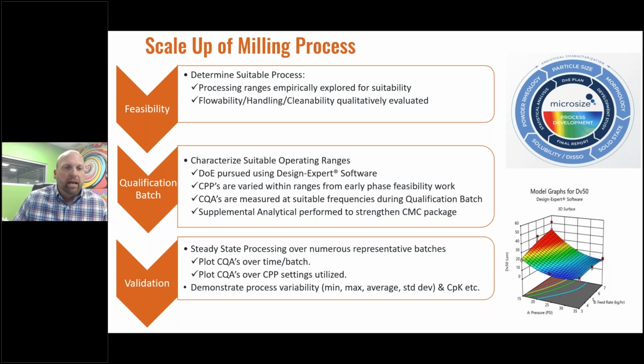And then once that DOE is done and the edges are well defined, we can then move on into validation and understand the overall process variability by running several batches and having an aggressive sample plan to look at the overall variability of the CPPs, holding at steady state, pushing rate, understanding the min and max and average, and standard deviation around the particle size changes with a steady state process, and coming up with the overall CPK.